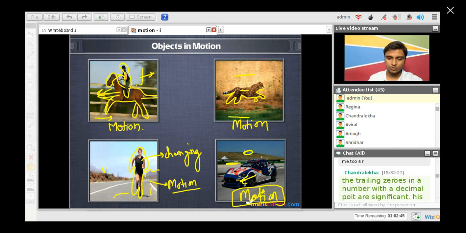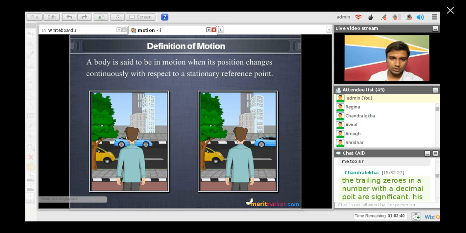So let's move ahead then, about rest and motion. Now, what is the definition of motion? I have already defined what is motion.